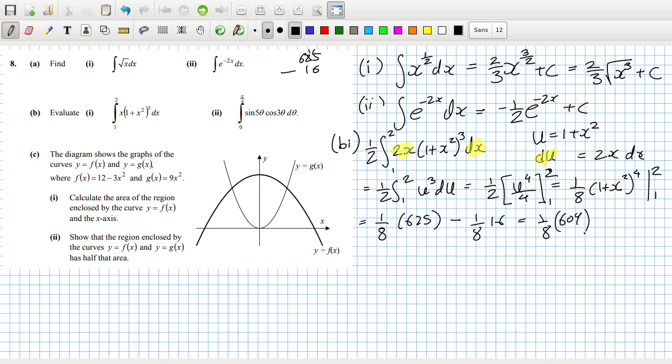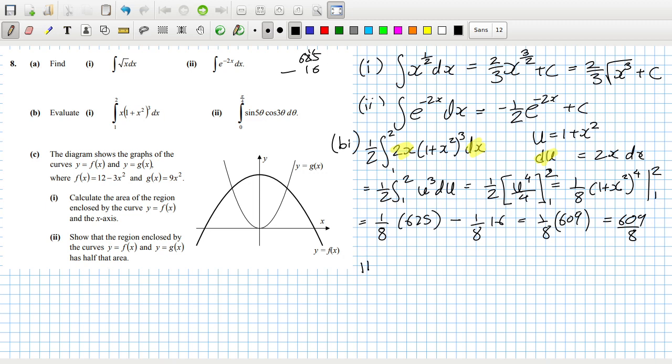And can I simplify this? No, I can't, can I? Let me just double check that I haven't done anything silly with all this mental arithmetic. Okay. Yeah, that looks correct. Okay.